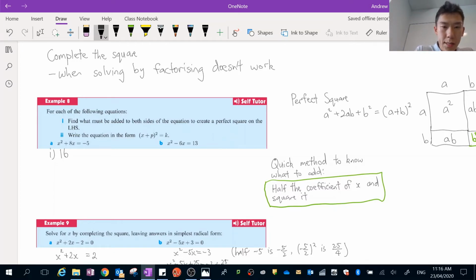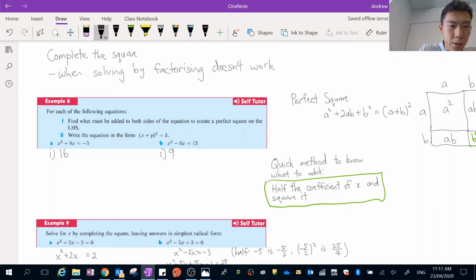We can do the same for b as well. It doesn't matter if the coefficient is positive or negative. You always end up adding anyway, because let's try this. Let's have a look at the coefficient in b. We have x squared minus 6x, so the coefficient is negative 6. I halve that, I get negative 3. If I square negative 3, it's positive 9. So understand that it's always going to be adding.